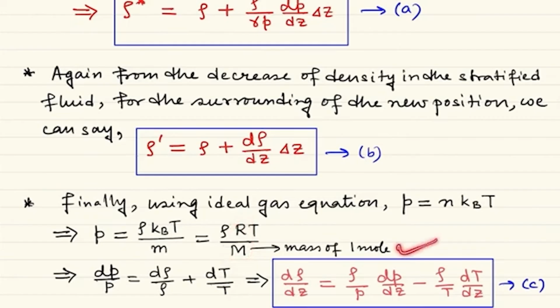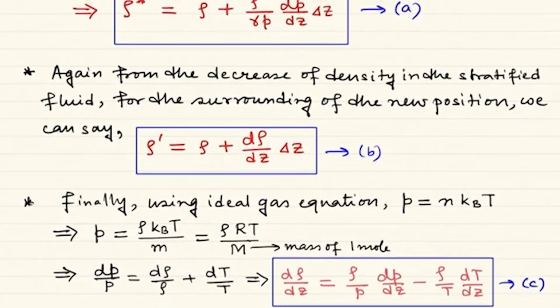We are taking 1 mole for our convenience. So P will be equal to some constant times rho times T. Then you just take log and differentiate both sides, and you will have this type of relation. This is a very handy relation, this type of technique.